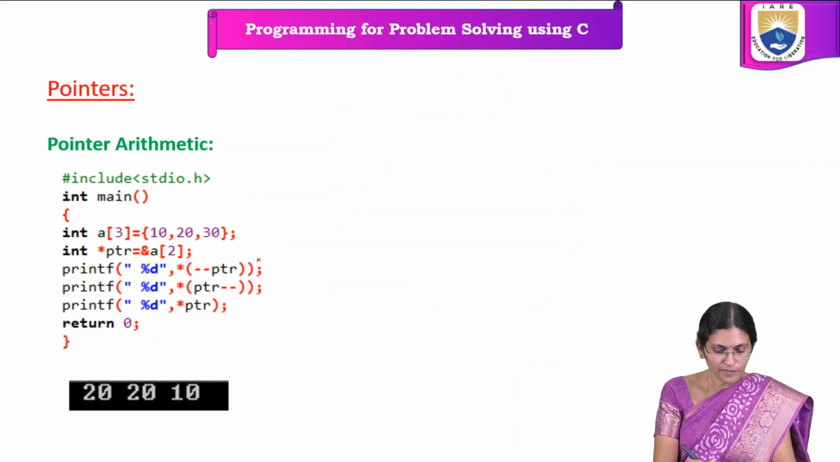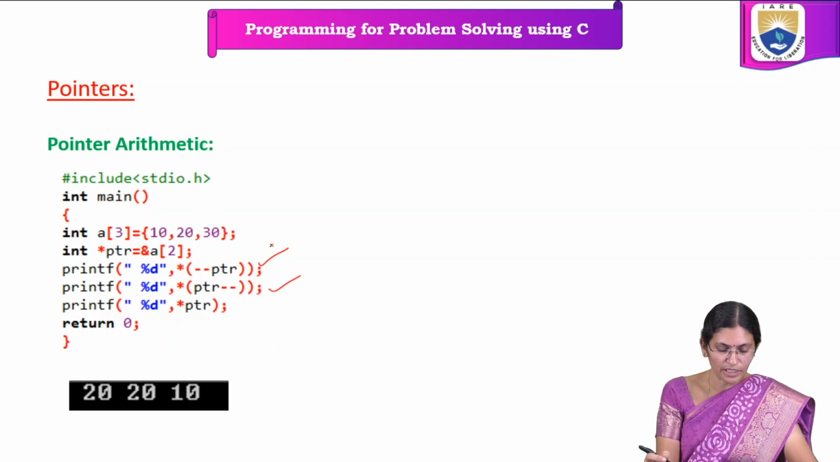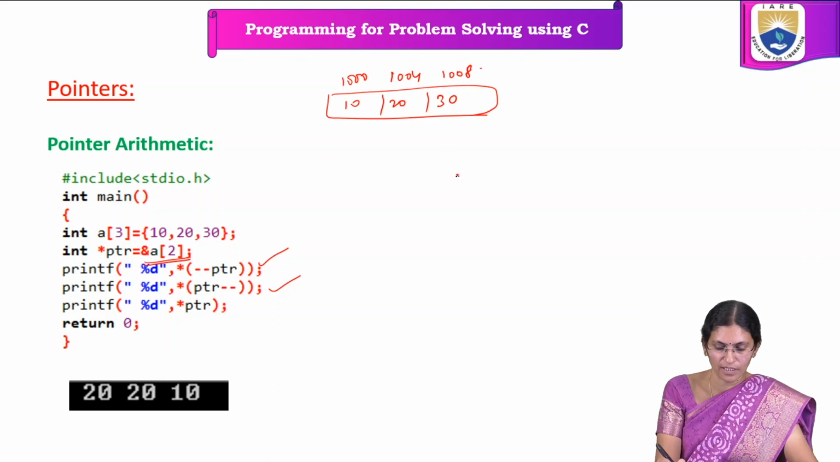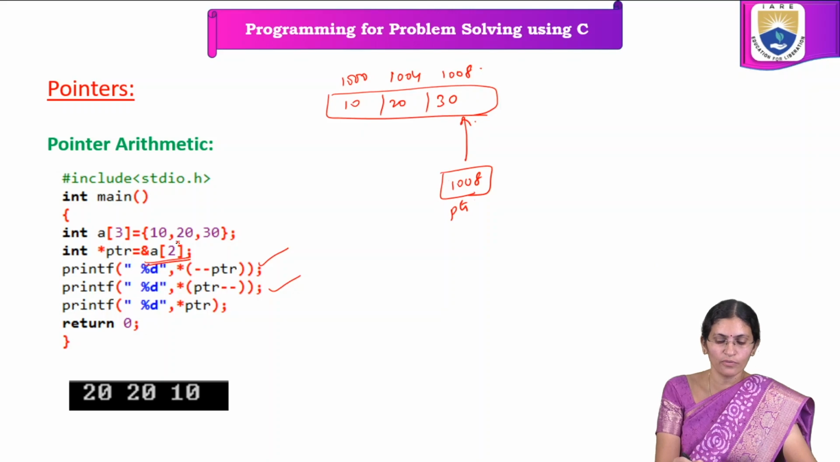Next, this one is pre-decrement and this one is post-decrement. Let's see how the pre-decrement operator is evaluated. Here we have used an array. The array elements are 10, 20 and 30. Let the addresses be 1000, 1004 and then 1008. PTR is pointing to A of 2, so PTR is storing the address of the last element of the array. The PTR value will be 1008. A of 2 means the index is 2, since the indices are 0, 1 and 2. So it is pointing to the last element of the array.